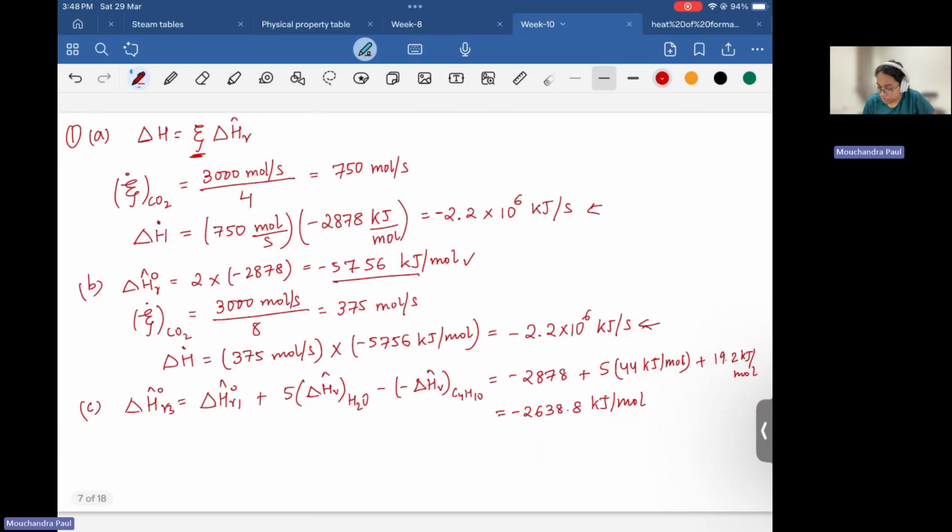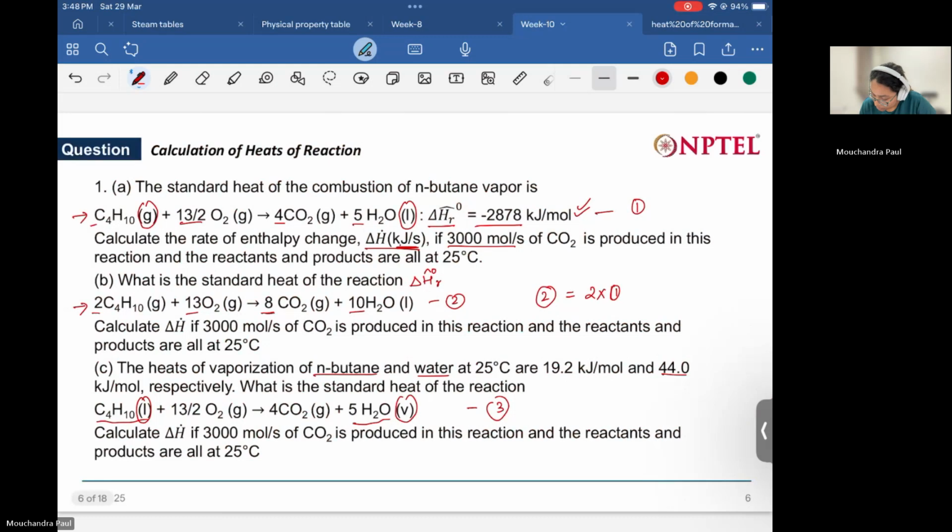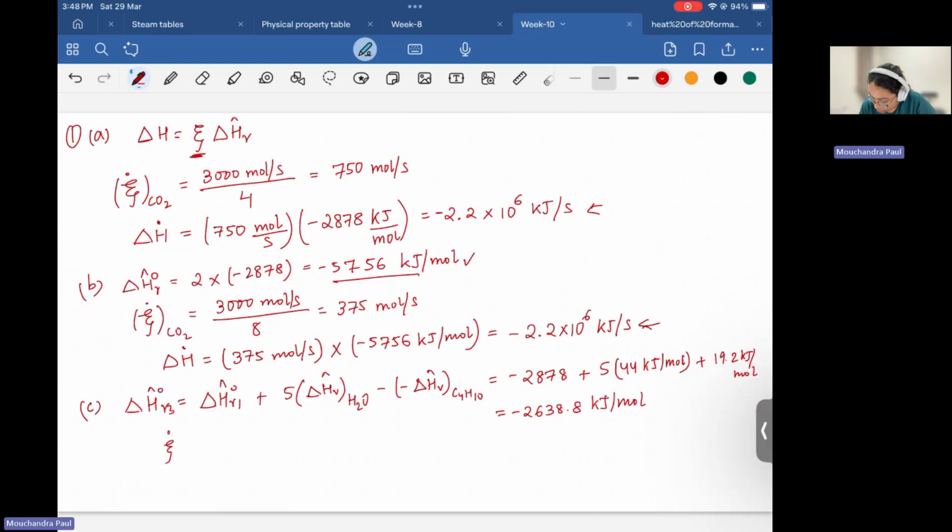Now with this we have to calculate the rate of change in enthalpy. So extent of the reaction for CO2 will be 750 mole per second, and rate of change of enthalpy will be 750 mole per second into minus 2638.8 kilojoule per mole.